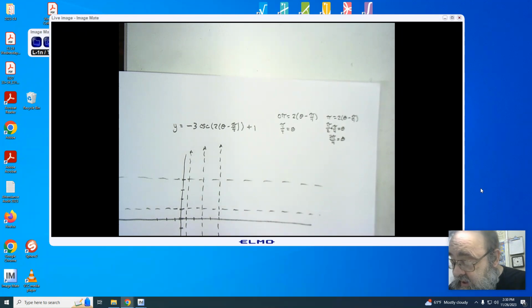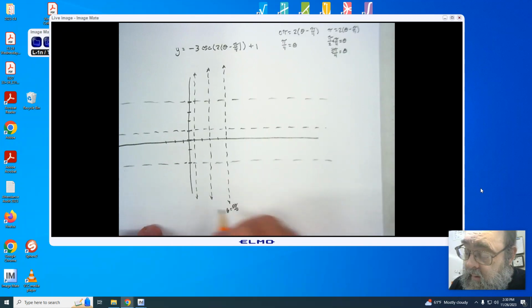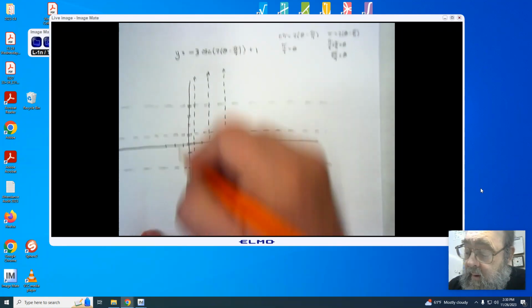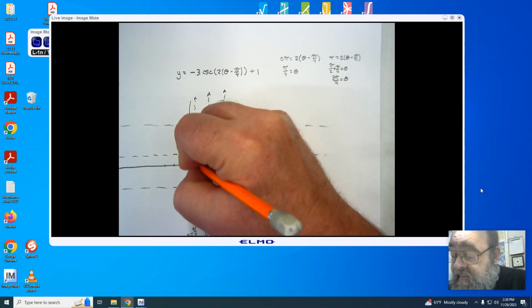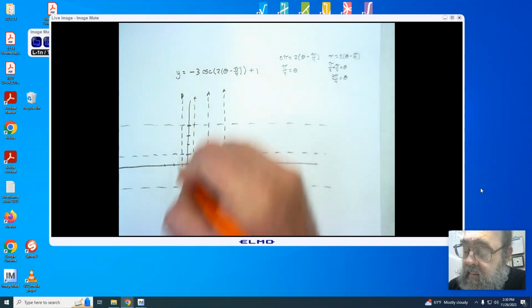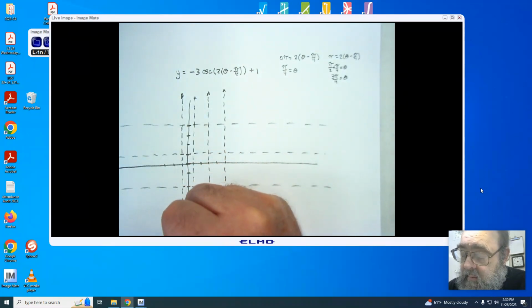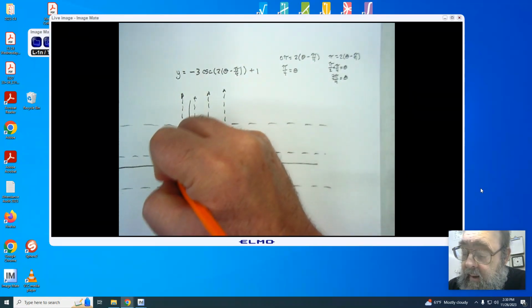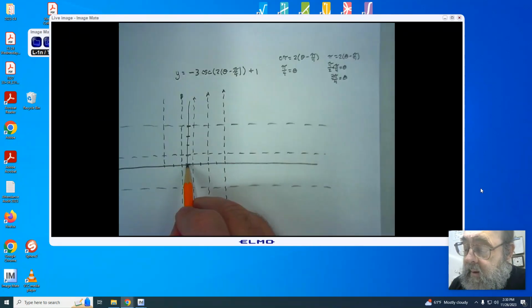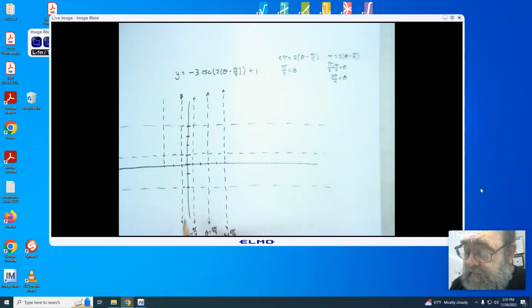Let's just mark these down. 5 pi over 4, 3 pi over 4, pi over 4. We know going back, that's negative pi over 4, and then negative 3 pi over 4. Let's see, negative 1, 2, 3. Yep.